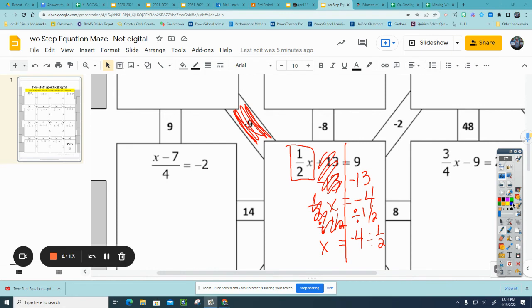So I'm going to rewrite this now. X equals negative 4 times 2 over 1. What can I do? 4 times? I can. What is negative 4 times 2 is negative 8 over 1. So my x is negative 8. So that means we go back up that way.